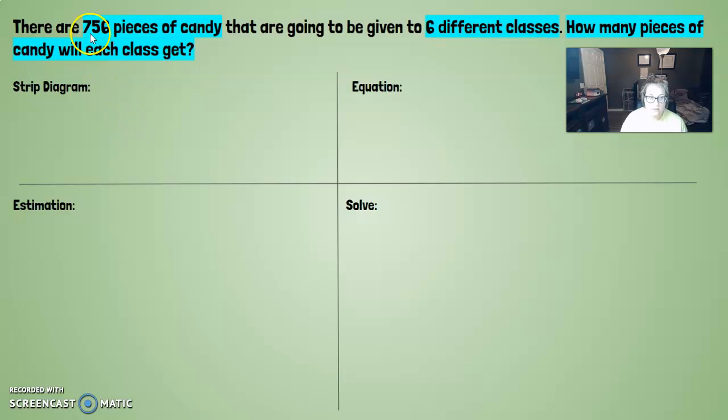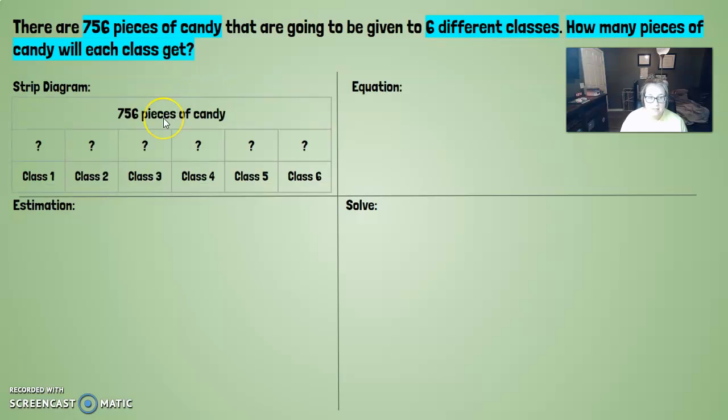Yeah, I know my total. It's 756 pieces of candy. How many classes are going to get this candy? That's right, 6 different classes. And I'm trying to figure out what? You got it. How many pieces of candy is each class going to get?